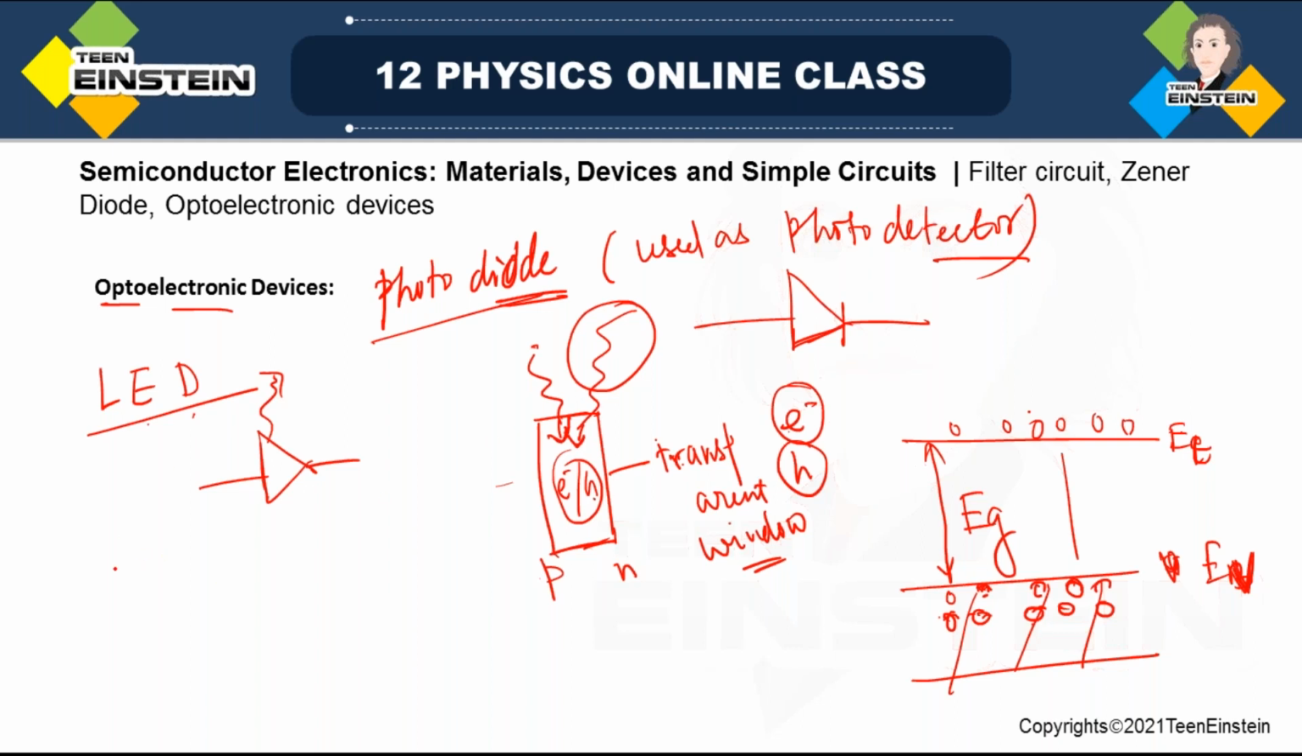Another optoelectronic device is the solar cell, or photovoltaic device, where the photon or light is directly converted to electrical energy. Photovoltaic applications are there.